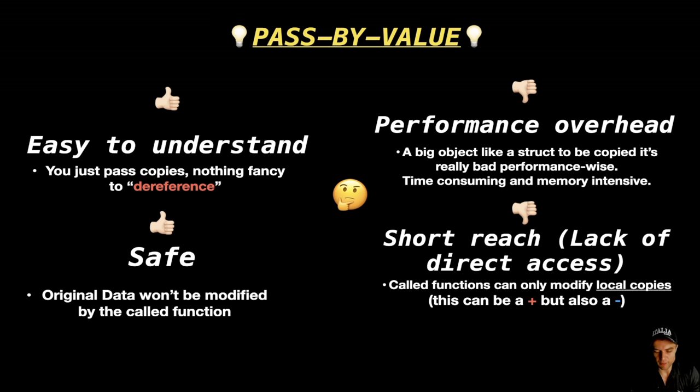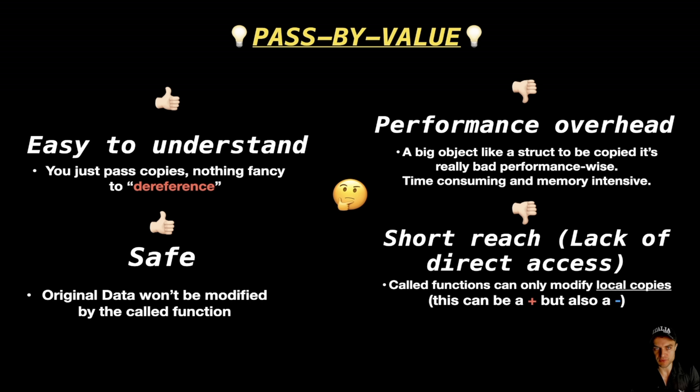It's super easy. You pass a variable and the other function is doing its business to that copy, and I have nothing to dereference. Super simple. Of course, this is safe because passing only copies is going to prevent some other functions from changing values somewhere else and making the code overall unreadable. And yeah, you are sure that the called function is not going to mess up your variables in your local frame. The bad part is that we have some performance overhead, of course.